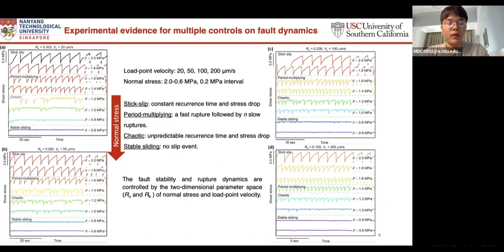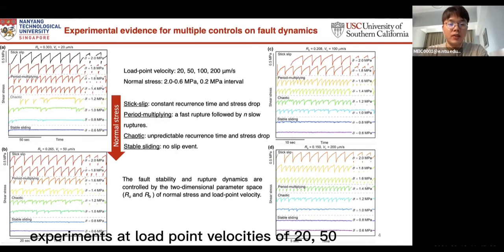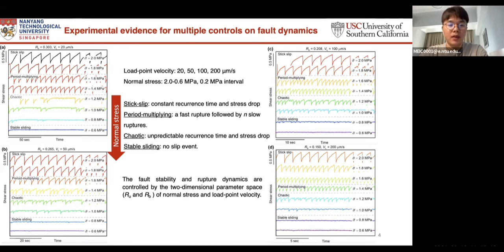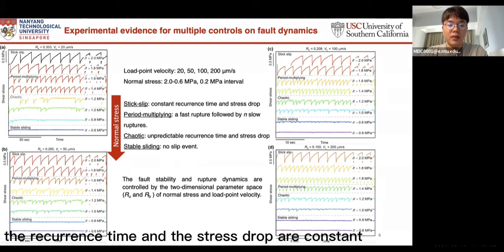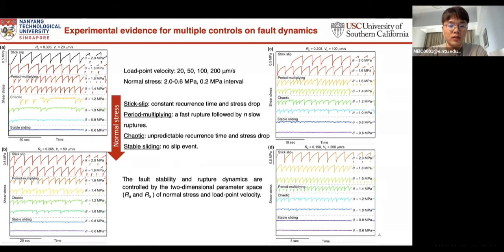We then conduct 4 experiments at load point velocities of 20, 50, 100, and 200 micrometers per second. The normal stress decreased from 2 to 0.6 megapascal with the same interval. With the decrease of normal stress, we can observe a spectrum of slip behaviors from stick slip to stable sliding. In stick slip cycles, the recurrence time and the stress drop are constant. But for the period multiplying cycles and the chaotic cycles, the recurrence time and the stress drop are not constant.